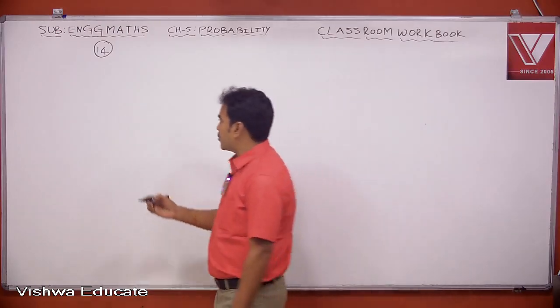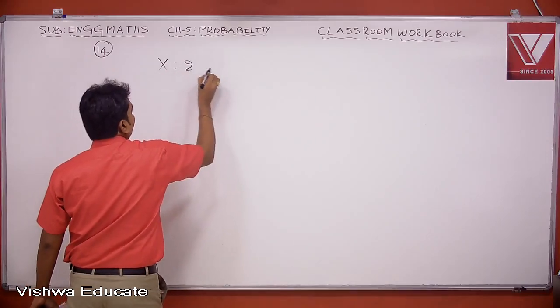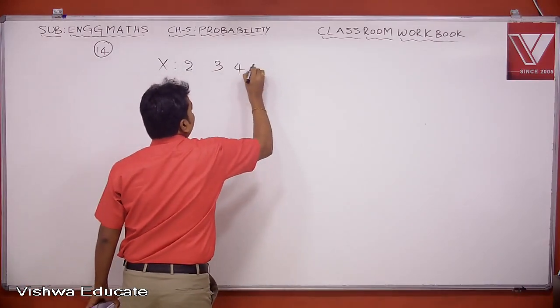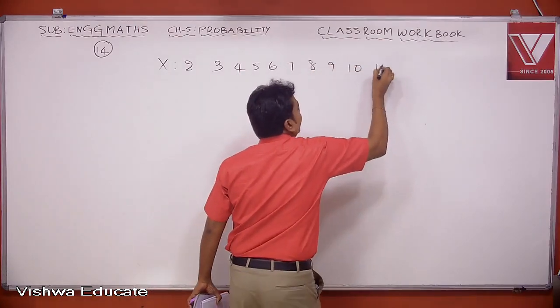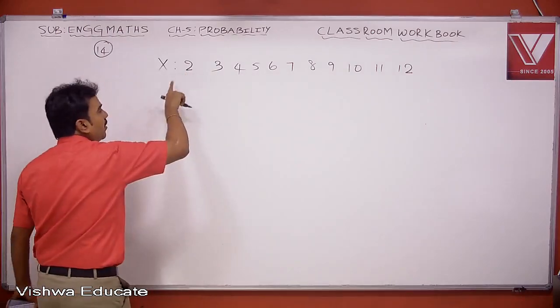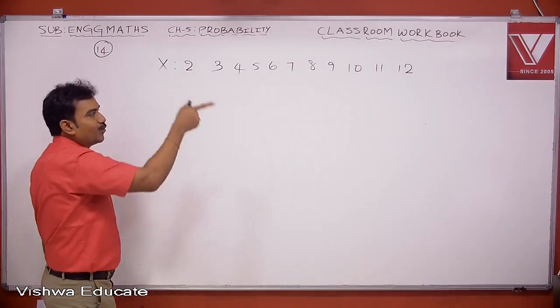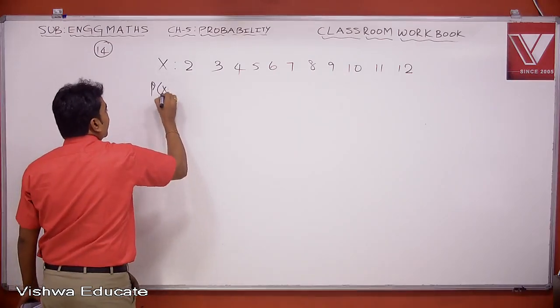Okay. So let us have a random variable. So the sum can be 2, 3, 4, 5, 6, 7, 8, 9, 10, 11, 12. So these are the possible outcomes. So 2 is the sum of numbers appearing on the dice. So from 2 to 12 you will have different outcomes. Let us see the probability in this case.